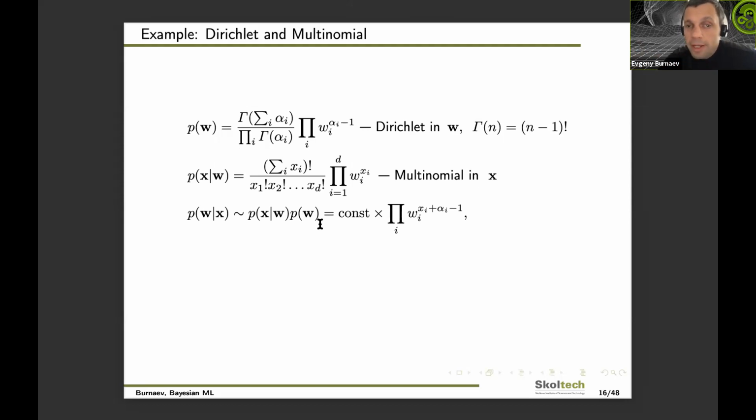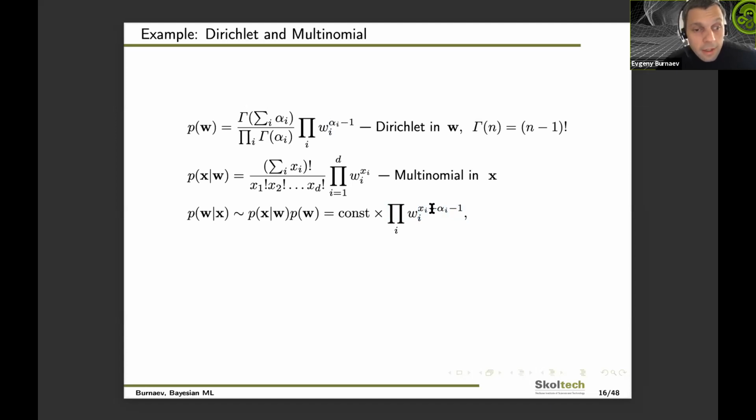And we don't want to calculate it, because we already know that this distribution should belong to the family of Dirichlet distributions. So the main thing here is this product. And we see that with respect to the argument W here, the posterior distribution depends on W in this way. Here it is. If the initial parameters of the Dirichlet distribution were given by alpha, now the parameters of the Dirichlet distribution are defined by X plus alpha.